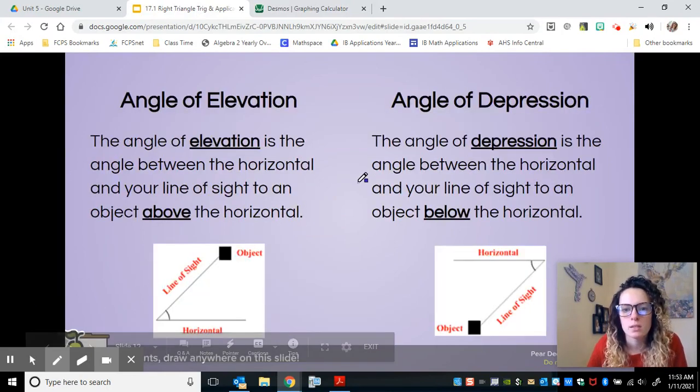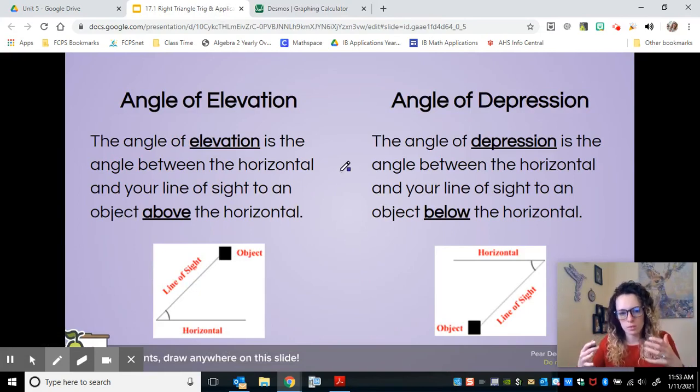All right, and the last major thing we're going to talk about, dealing with the application problems. Sometimes you'll see an angle of depression or an angle of elevation. So just pointing out what those exactly mean. An angle of elevation is the angle between the horizontal and your line of sight to an object above the horizontal. So you're elevating your line of sight from the horizontal up to the object. So in the picture that we have, up to the object that you're looking at. So this would be the angle that we're looking at from horizontal up.